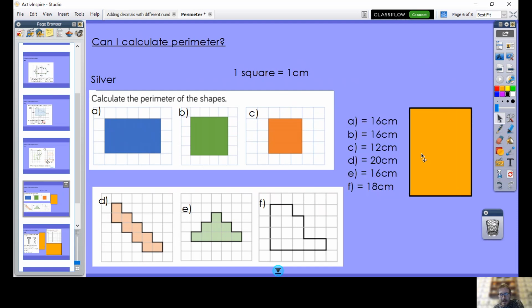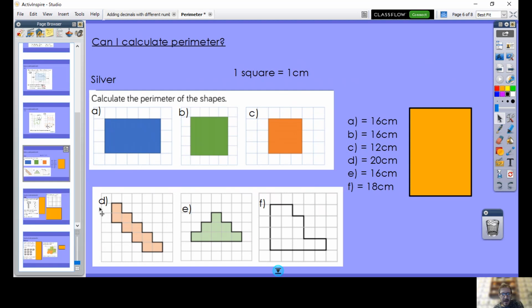Okay, let's look at the answers to these. So A, we've got 16, B 16, C is 12, D should have 20, E should be 16, and F should be 18.